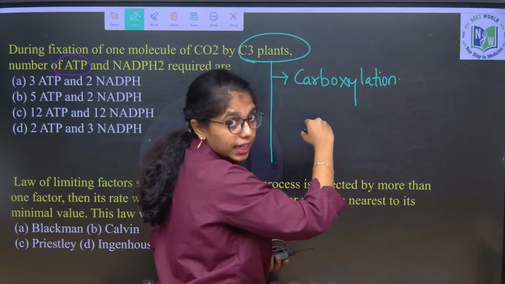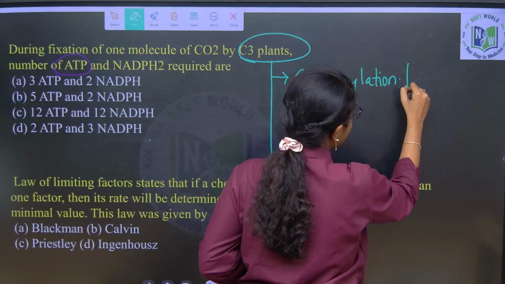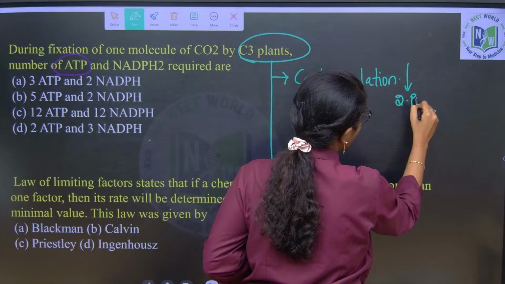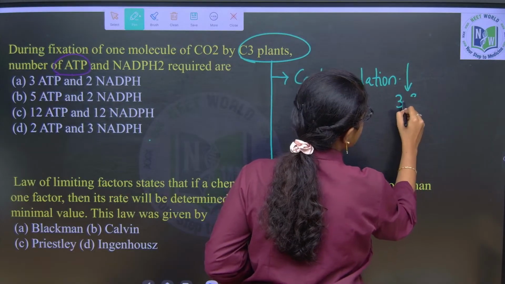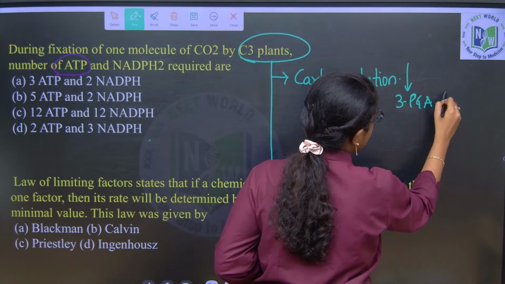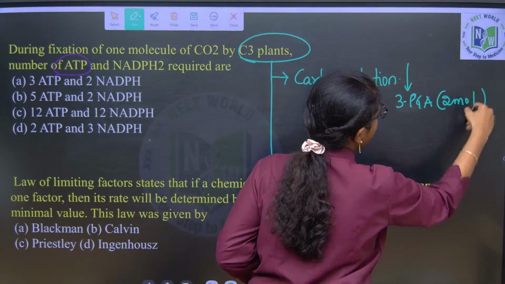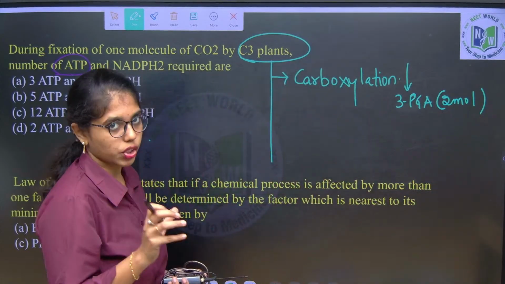After carboxylation, carbon dioxide is fixed into two molecules of 3-phosphoglyceric acid. 3-phosphoglyceric acid, how many? Two molecules of 3-phosphoglyceric acid are fixed.